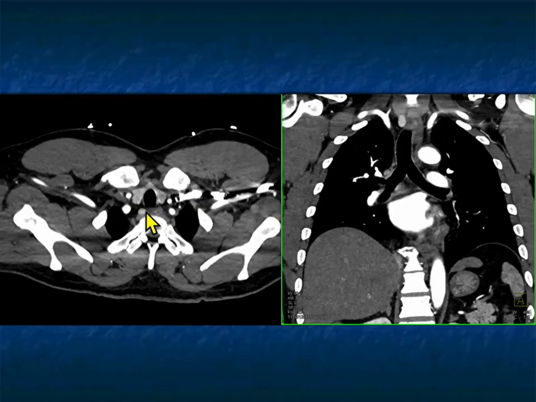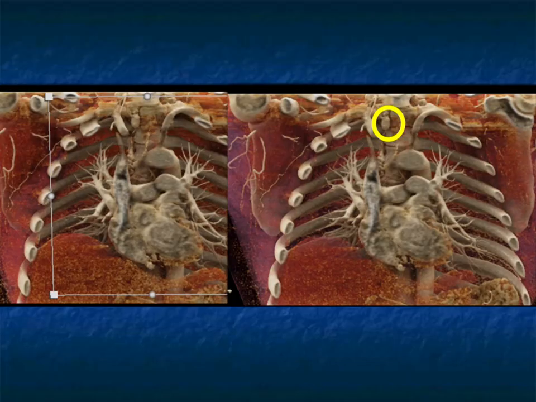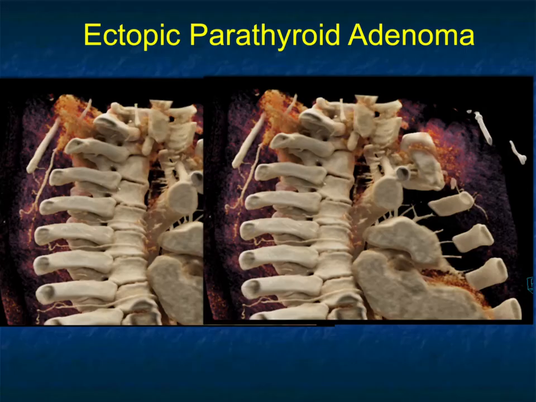In this case, the enhancement really stands out nicely. So remember we said they're typically vascular. In this case, very nicely showing you the vascular nature of the lesion. Here it is on the cinematic rendering. Here it is from below on the cinematic rendering. And here it is in oblique position.